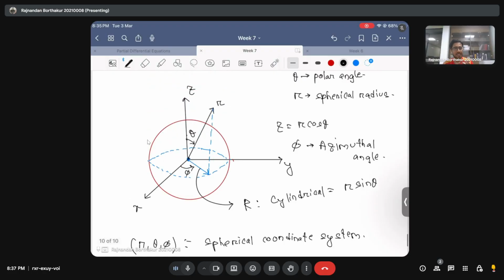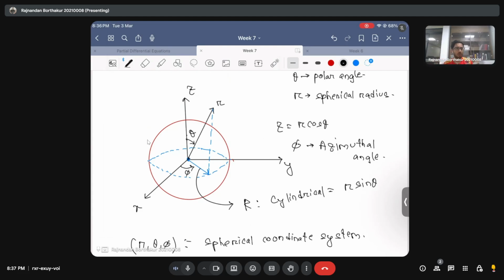So just like the cylindrical coordinate system, just like the Cartesian coordinate system, this r, theta and phi will uniquely give us a point at a particular r, at a particular theta, and at a particular phi. You basically get a point in this spherical space, and the collection of all these will give you a spherical volume. And this is sufficient to give you a coordinate system.